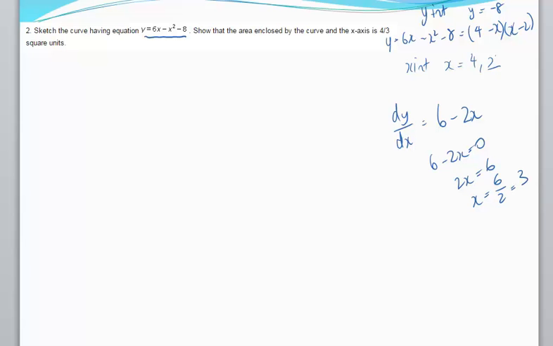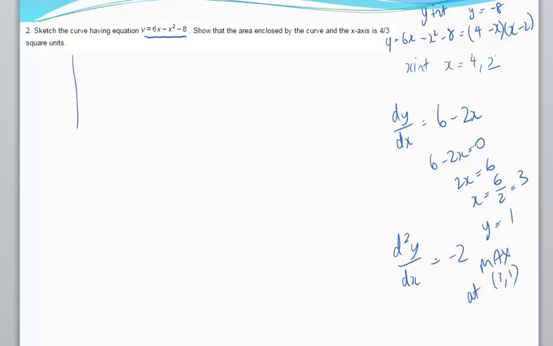When x is equal to 3, we substitute into our equation and get y equals 1. Now we look at our second derivative. Our 6 disappears and we end up with minus 2. This is negative, so it will be a maximum. So we have a maximum at the point (3, 1).